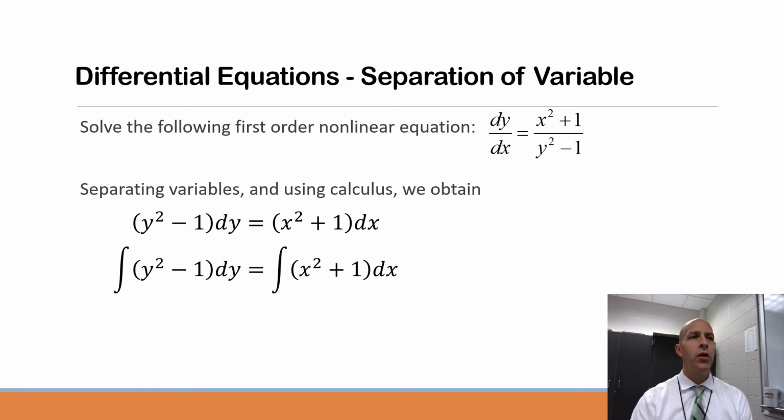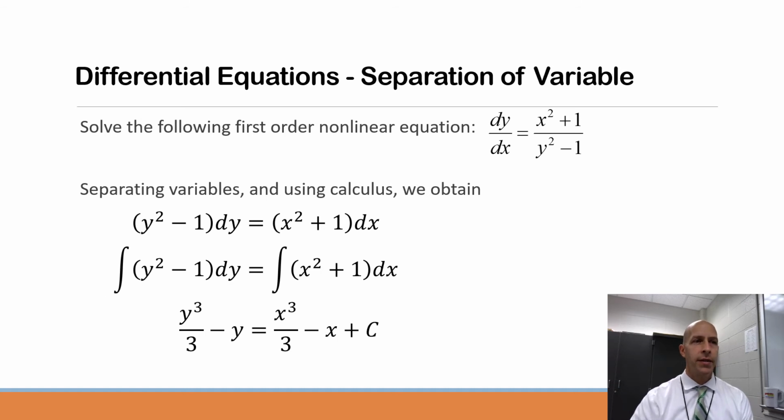Now we want to undo these dy and dx differentials, so we're going to use the integration operation to do that. When we integrate the left-hand side, we get y cubed over 3 minus y. On the right-hand side, we get x cubed over 3 minus x plus the integration constant c. Of course, we can then multiply through this equation by 3 to give us the implicitly written solution. This is the general solution for this particular differential equation: y cubed minus 3y equals x cubed minus 3x plus c. So that would be the general solution.